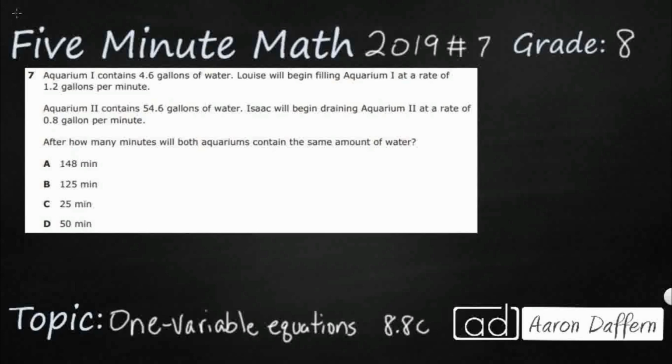Today we are looking at the 8th grade concept of one-variable equations. This is standard 8.8C in the great state of Texas, and we are using item number 7 of the 2019 released STAAR test. If you have not done so already, please go ahead and take a moment to pause the video, work this problem out on your own, unpause it, and we will look at our answers together.